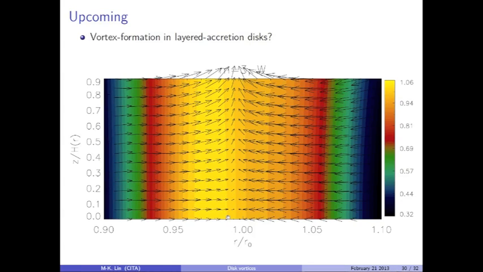So it's not obvious to me whether this instability can still operate if I put in some complicated physics at the upper boundary of the disk. Right? So, for example, if I put in an active zone or an actively turbulent layer on top, what would happen to this instability?